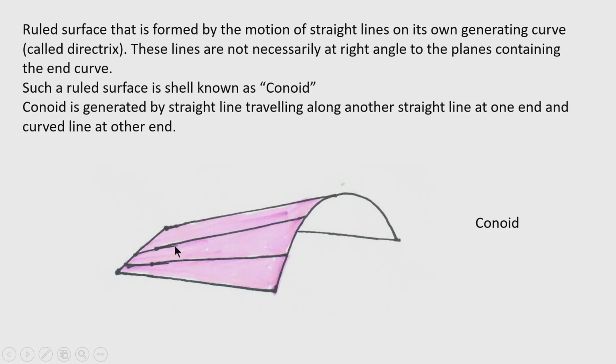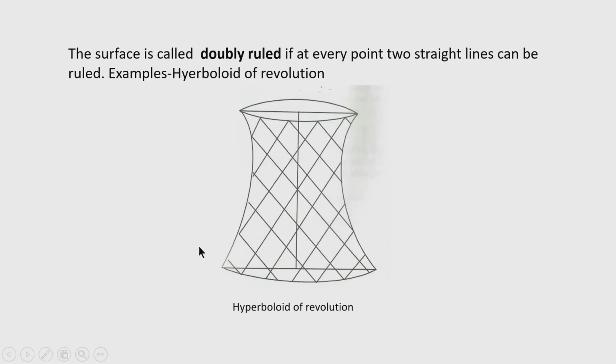This is also a ruled surface, but one end of the generator lies on a straight line and the other end rules over a curve. A conoid is generated by a straight line travelling along another straight line at one end. That is, at one end there is a straight line and at the other end there is a curved line. That type of shell is known as a conoid. It is also a singly curved shell. The surface is called doubly ruled if at every point two straight lines can be ruled.